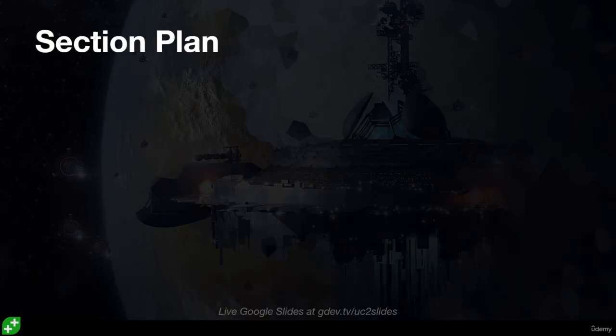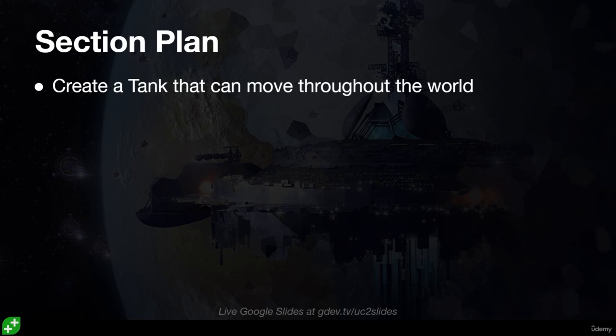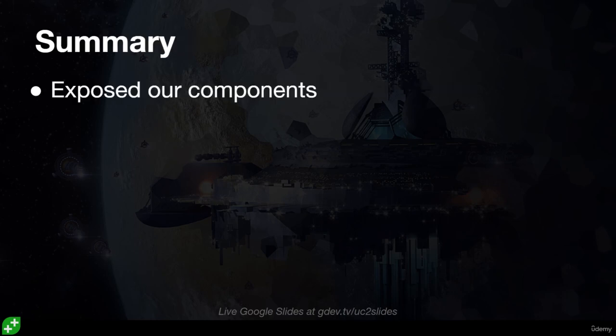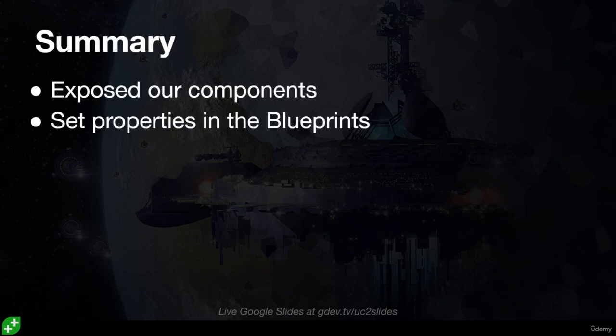So referring back to our section plan, we've created our tank, and our goal is for it to move throughout the world. So in the lectures to come, we're going to start learning how to do that. So in this lecture, we have exposed our components to blueprints, and we've set some properties in the blueprints for the tank and for the turret. Excellent progress. I'll see you in the next video.